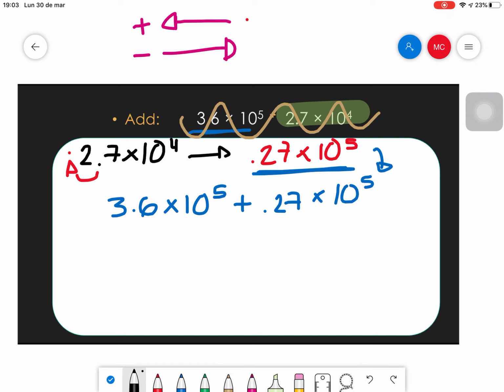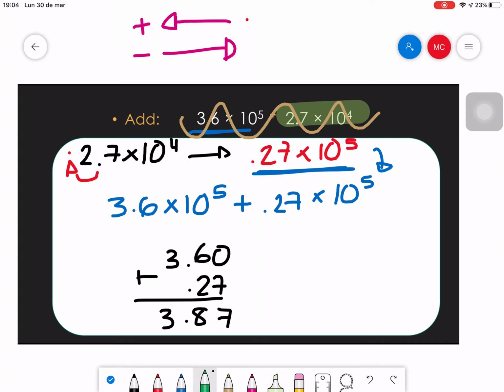So it is an addition. I just add regularly 3.6 plus 0.27. I can add a 0 here, yes, it doesn't change a thing. 0 plus 7 is 7. 6 plus 2 is 8. I put down the decimal point, and then 3 plus 0 is 3.